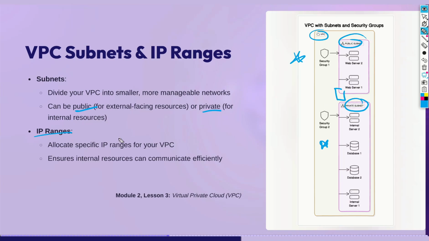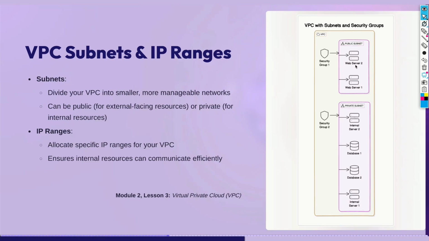Then you have IP ranges. You can allocate specific IP ranges for your VPCs. This just ensures that your internal resources can communicate effectively if they are within the same range. So let's say you create a range from 175.0.0.0 to, like, 10. This is your range for that subnet, so you have maybe 10 IP addresses available. You can only have about 10 resources. That's why designing your network is very important. We won't be going over that now because it's a bit more complex and a bit out of scope for this course. Just understand that that's how it works.